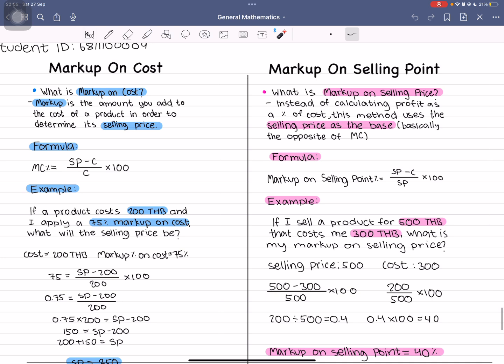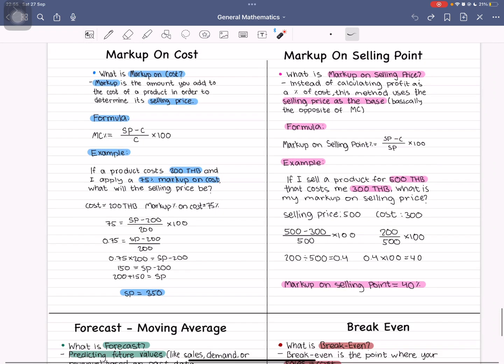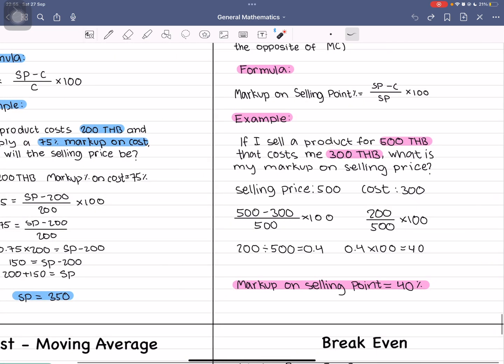So markup on cost, as you can see, they use the cost as the base. And for this, they use the selling price as the base. So it's basically just the opposite. And the example for this one is if I sell a product for 500 baht that costs me 300 baht, what is my markup on selling price?